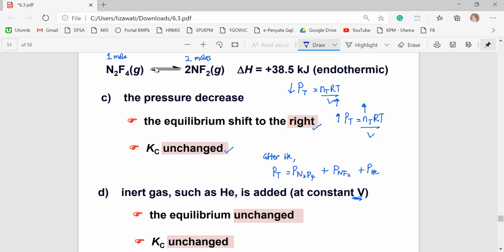Alright, so meaning that the total pressure will increase. Therefore, each of the partial pressures for reactant and product remain constant. That's why the equilibrium does not shift, meaning unchanged. No change to the equilibrium position. And because this refers to the effect of adding inert gas, the Kc value does not change.